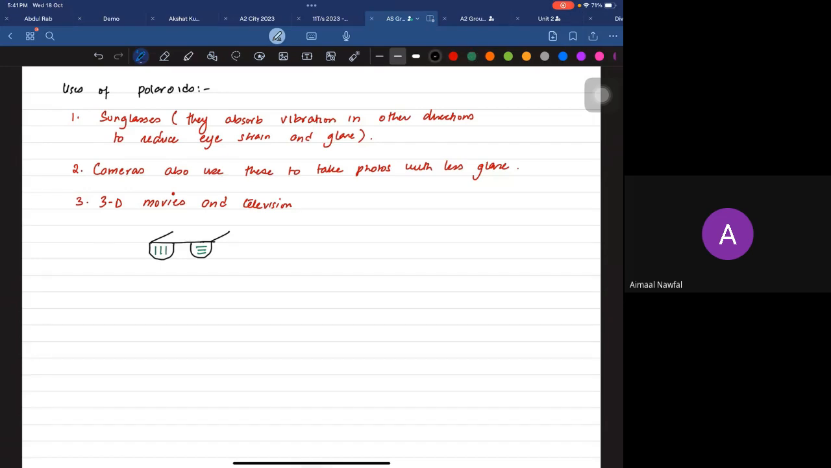All right. Now, the intensity, yeah, that's what I'm talking about. Polaroid spectacles, if they're very good quality ones, are expensive.